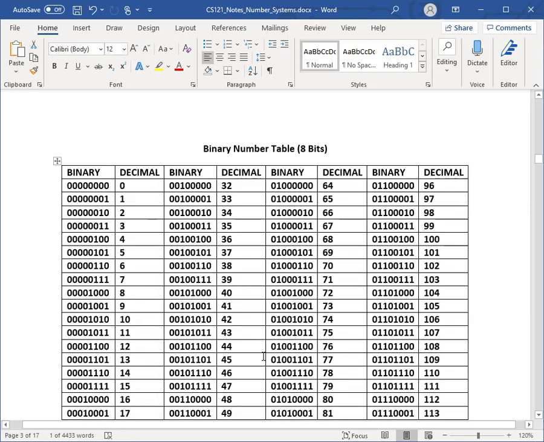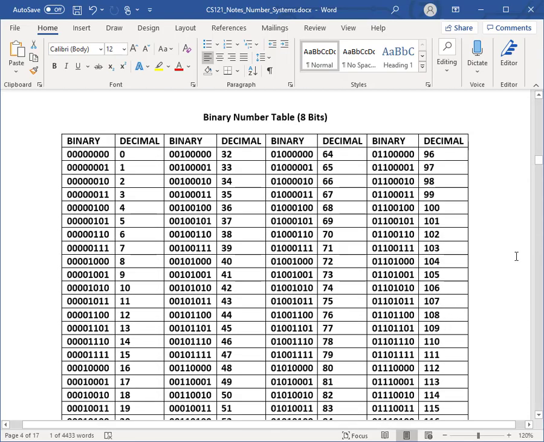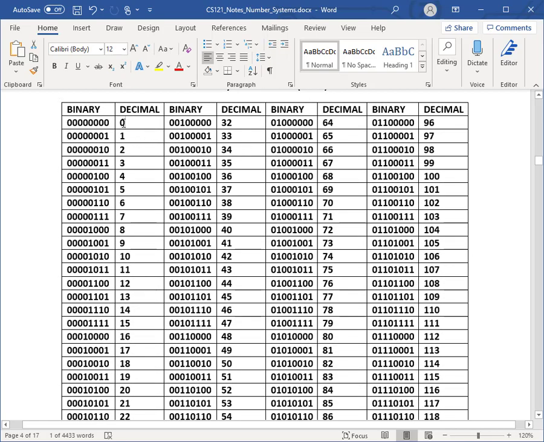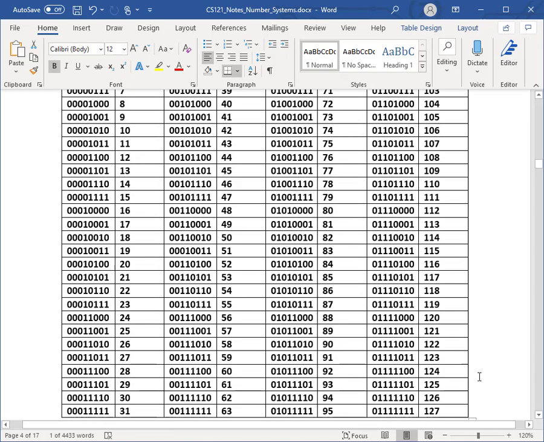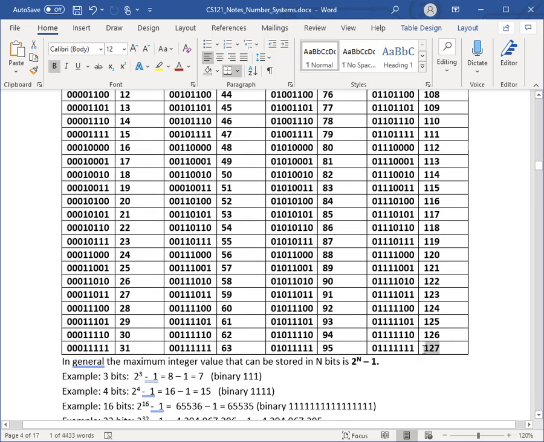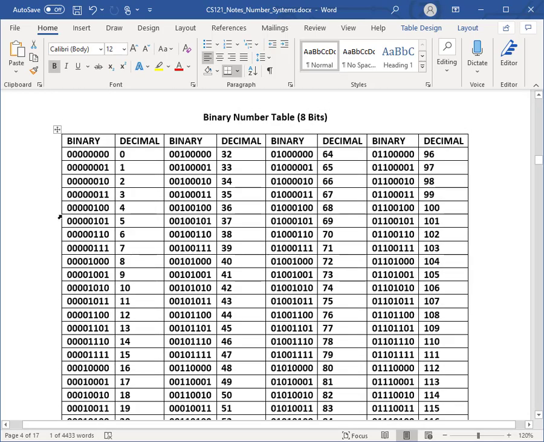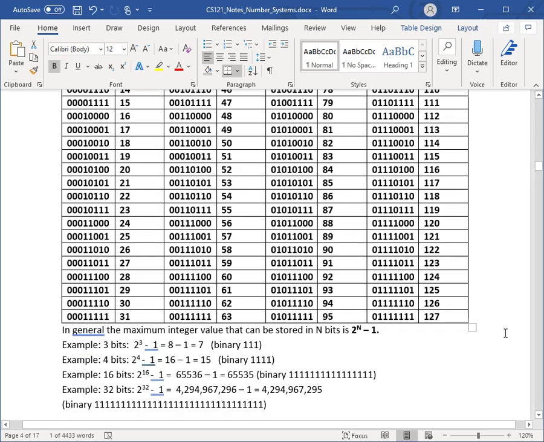I have included a table just to show you some values, and this goes from a decimal value of 0 all the way up to 127. I'm showing the decimal value and the binary value in these columns. I didn't want to make the table too big, but this does show 128 values, 0 to 127, and what the corresponding bit string would be if we have 8 bits.